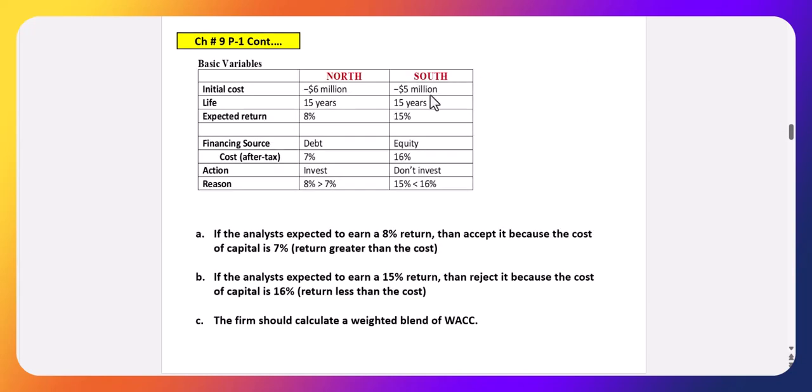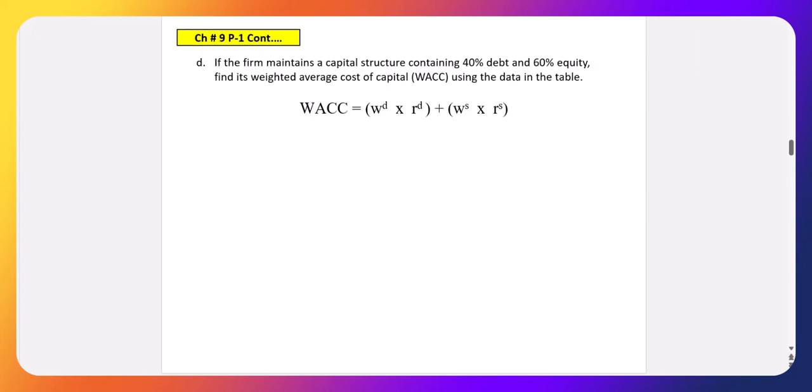From the data in the table, we can see the cost of debt being 7% after tax and the cost of equity being 16%. We never have to calculate the after-tax costs of equity, meaning common stock or preferred stock. We just have to calculate the after-tax cost of debt if it is not given to us. Taking into consideration the different weights, 40% debt and 60% equity, we can now plug it into the weighted average cost of capital formula.